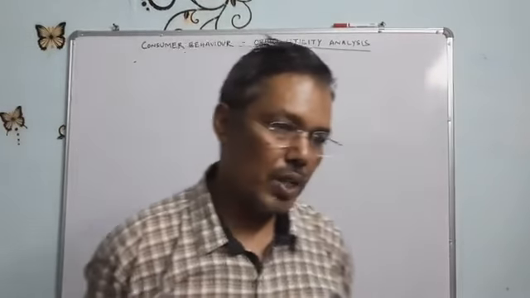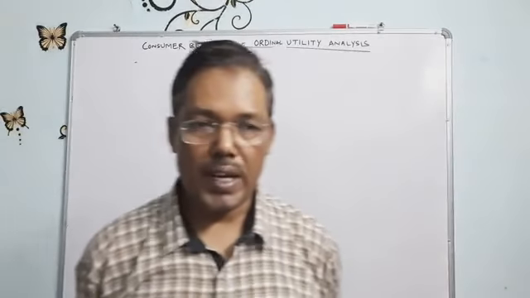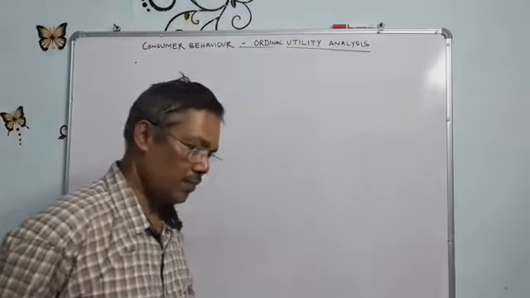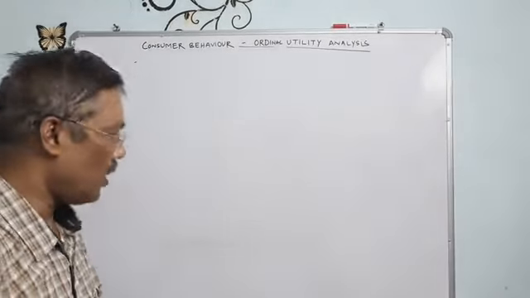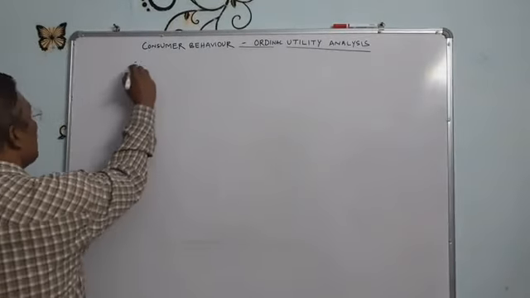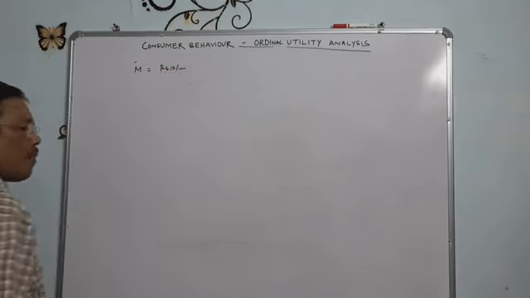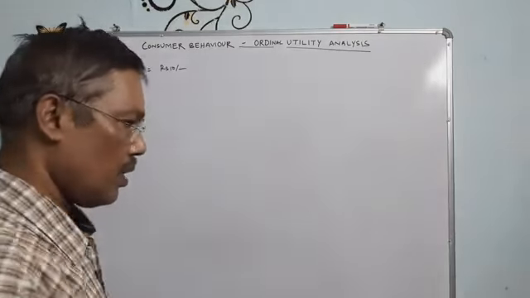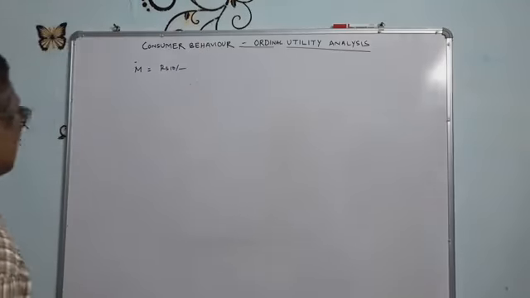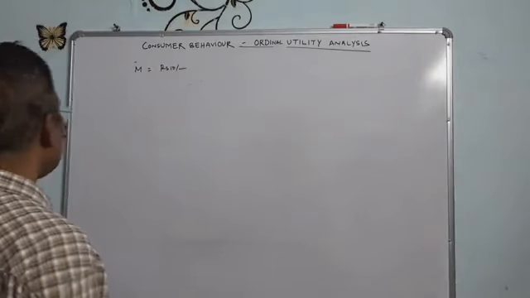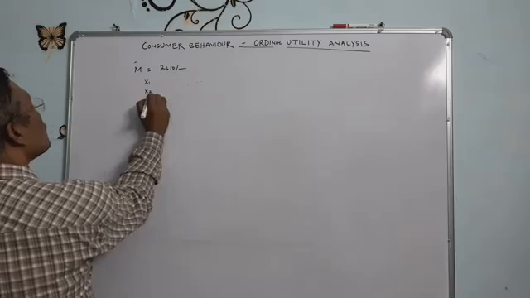So what is the behavior of the consumer? Whenever he has some money and wants to spend it on two goods, one is good X1 and another is good X2. Let a person have an income of rupees 10, and that person wants to spend it on the two goods, X1 and X2.